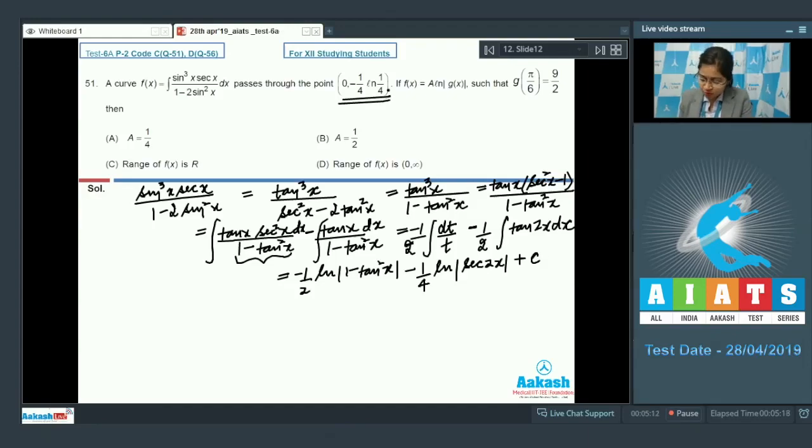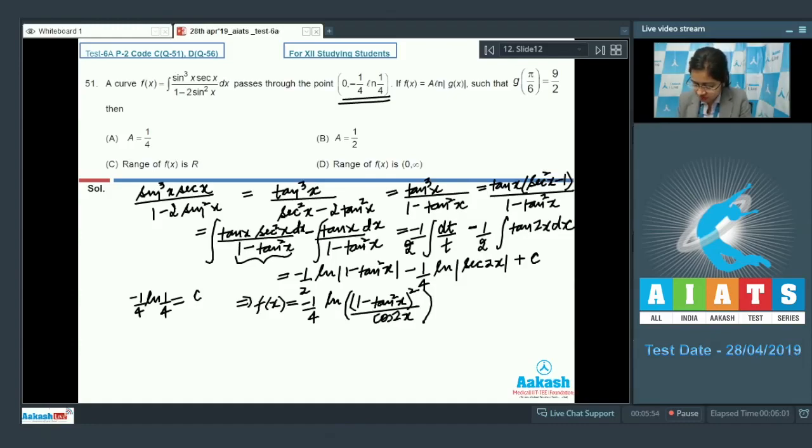So if I put x equal to 0, then value of y will be equal to minus 1 by 4 ln 1 by 4. So this is equal to ln 1, that is 0, and here also we will have secant 0, that is again ln 1, that is 0. So this is the value of c. So we can say that f(x) is equal to minus 1 by 4 into ln of 1 minus tan square x whole square into secant 2x, that can be written as in the denominator cos 2x plus constant, where constant is minus 1 by 4 into ln 1 by 4.